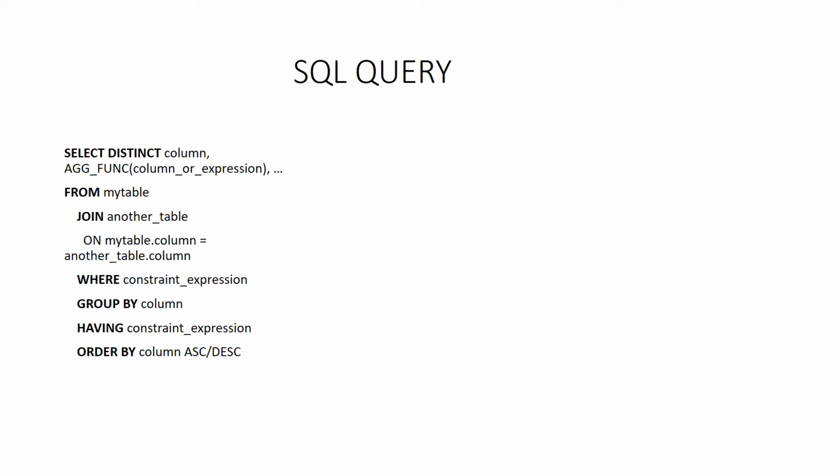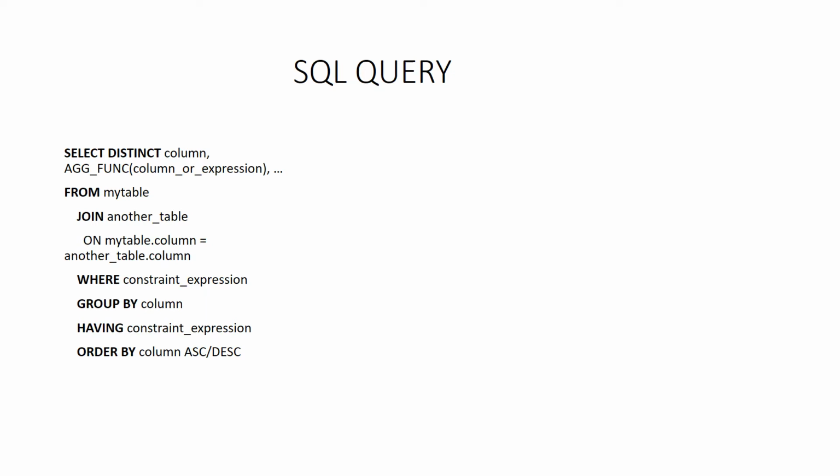The where clause is used to filter records. It is used to extract only those records that fulfill a specified condition. The SQL group by clause can be used in a select statement to collect data across multiple records and group the results by one or more columns. Having command filters records that work on a summarized group by results. The order by keyword is used to sort the result set in ascending or descending order.